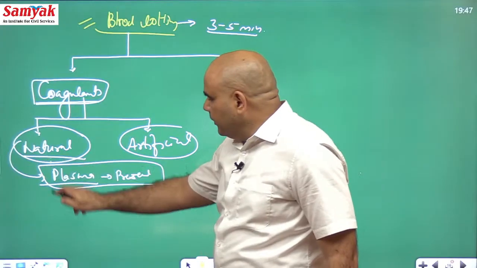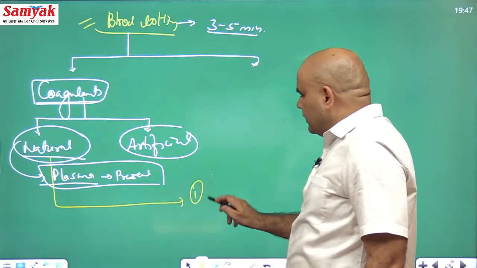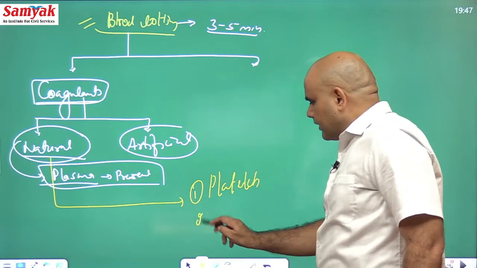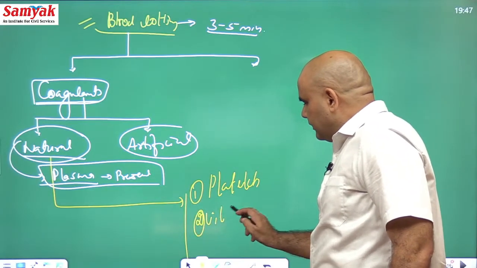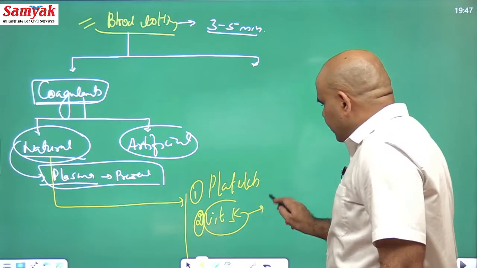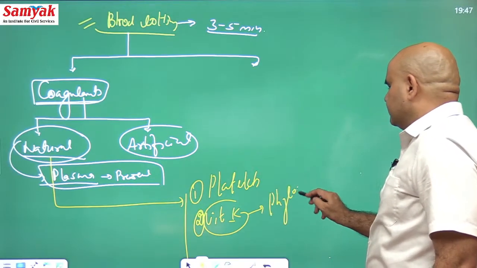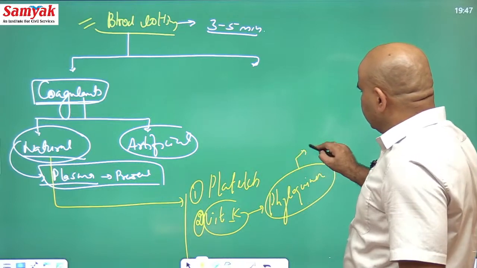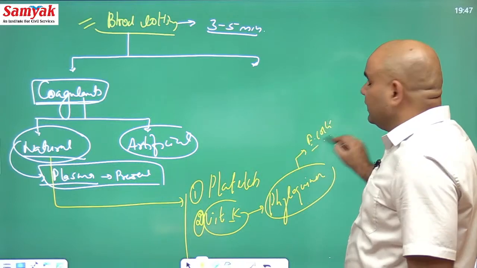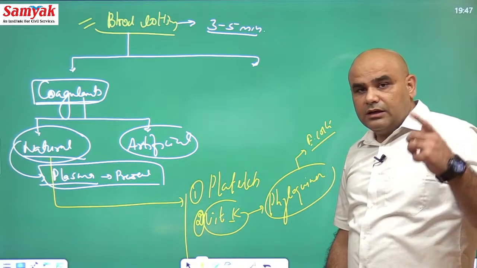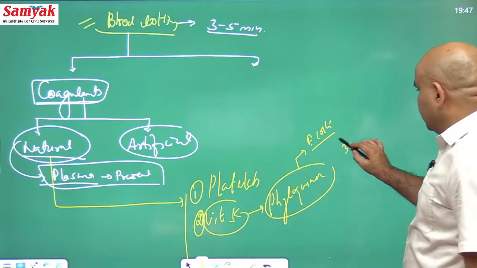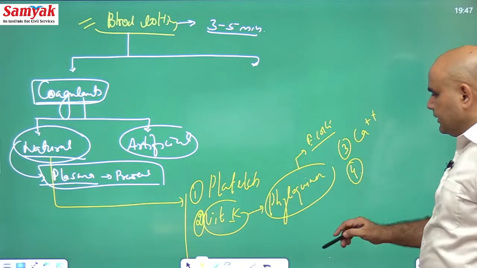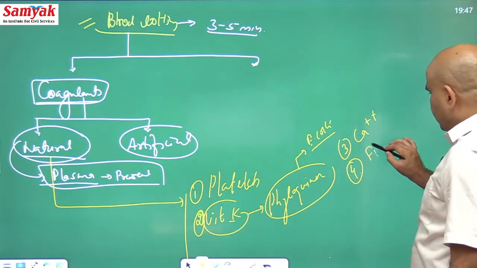Examples of natural blood coagulants are platelets and vitamin K. Vitamin K is also named as phylloquinone. And don't forget, there is a connection of phylloquinone absorption with E. coli, Escherichia coli, in our intestine. Then the third example is calcium ions. Then the fourth example is fibrinogen.